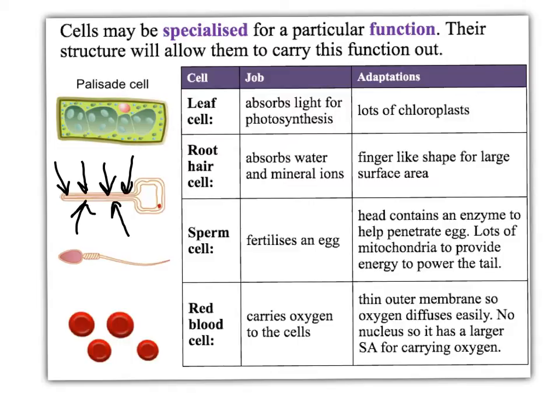Finally, the last one I'm going to talk to you about is the red blood cell. Its function is to carry oxygen around the body. A few things: it's got a thin outer membrane, so oxygen can diffuse in easier and quicker because there's a reduced diffusion distance. Also, there's no nucleus, so there's a larger surface area for absorbing oxygen.